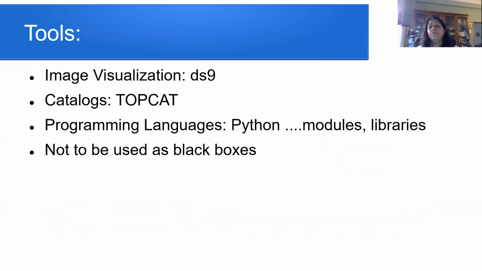We will also be talking about various tools which are used for visualization of this data. For example, the simplest tool which I will show you all soon will be the image visualization tool, which is called DS9. There's also a tool for catalogs, like I told you, called TopCat. And there are programming tools. For example, essentially what is used in today's times is Python. And we're going to have special sessions on Python, which will basically show you the modules, the libraries, etc., and how to use Python for astronomy data.